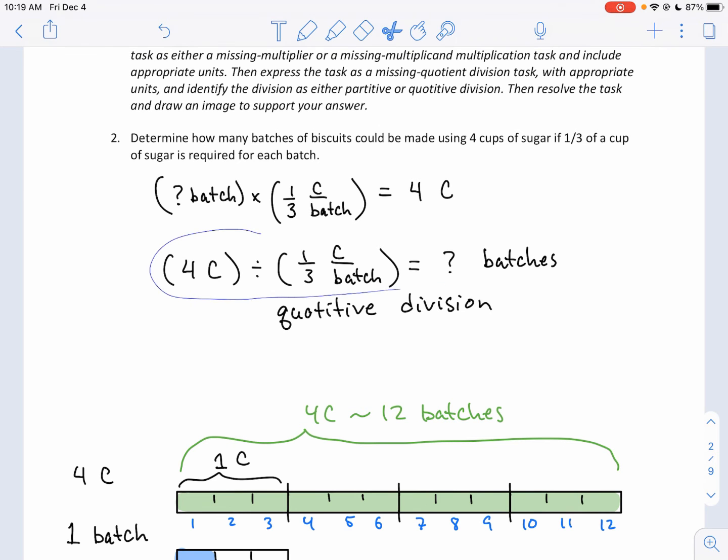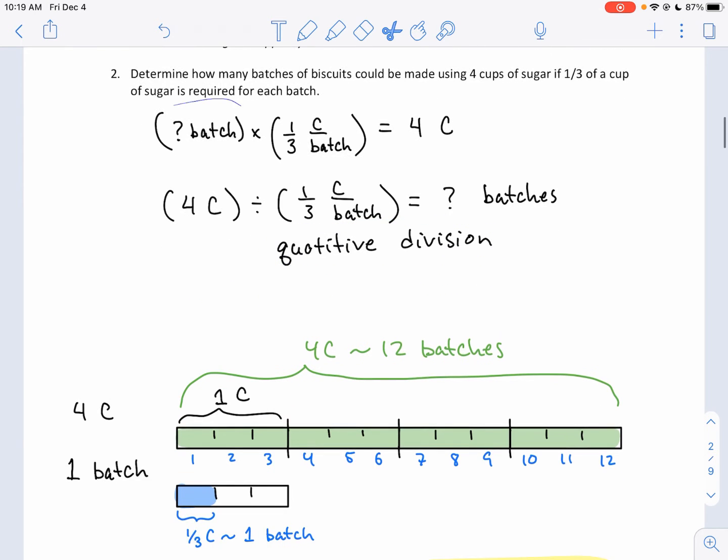And so here's the missing quotient division statement, where we have 4 cups divided by a third cup per batch, and that will give us how many batches we have. So if you just reached for a calculator and did 4 divided by a third, that would be the correct operation for answering this question. This is a case of quotative division because we are looking for a missing multiplier.